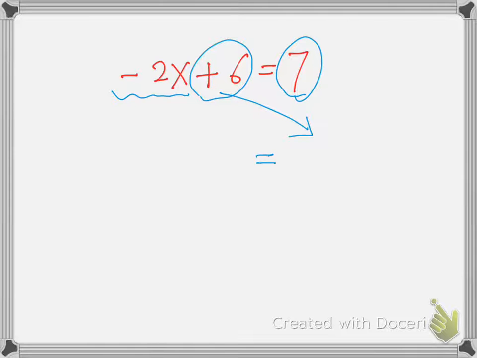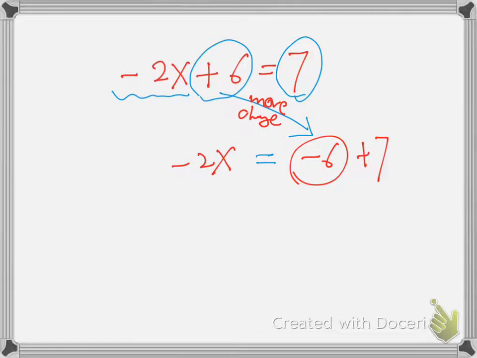So we got negative 2x didn't move, positive 6 moved, so it becomes negative 6. And positive 7 didn't move. Okay, so only this term moves and changes. Move from left to right and change the sign from positive 6 to negative 6. And then we got negative 2x is negative 6 plus 7. 6 girls, 7 boys, so 1.